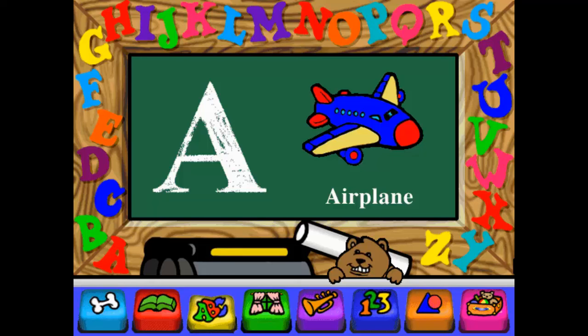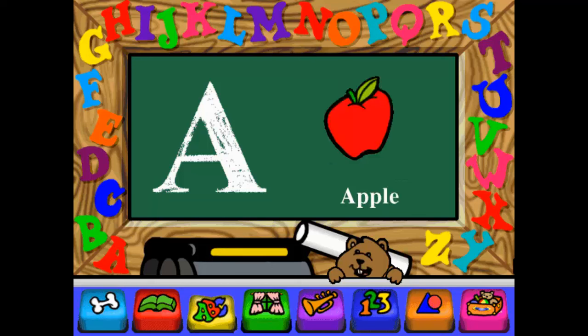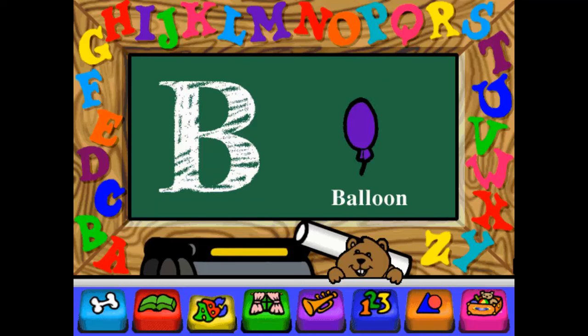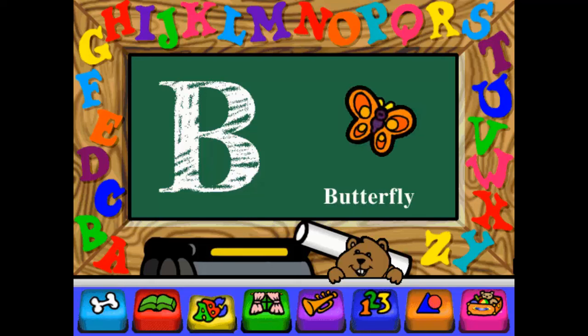A is for airplane. A is for ant. A is for apple. B is for balloon. B is for bird. B is for butterfly.